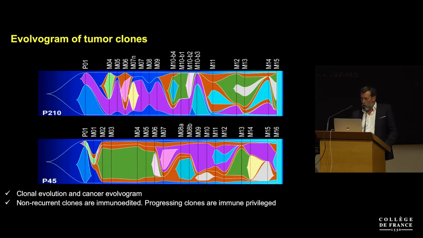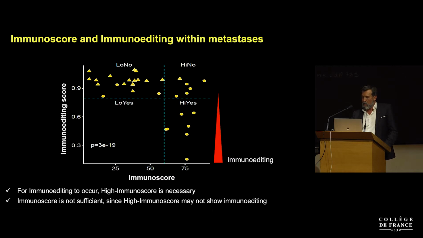If we look at two parameters: the immunoediting, meaning the capacity to detect immunogenic clones that can be recognized by the patient's T cells because they have the proper HLA, and the immunoscore within each of the metastases. If we plot these two graphs, the higher the immunoscore, the hotter and the better the adaptive immune response. The lower the immunoediting score, the more immunoediting there is.